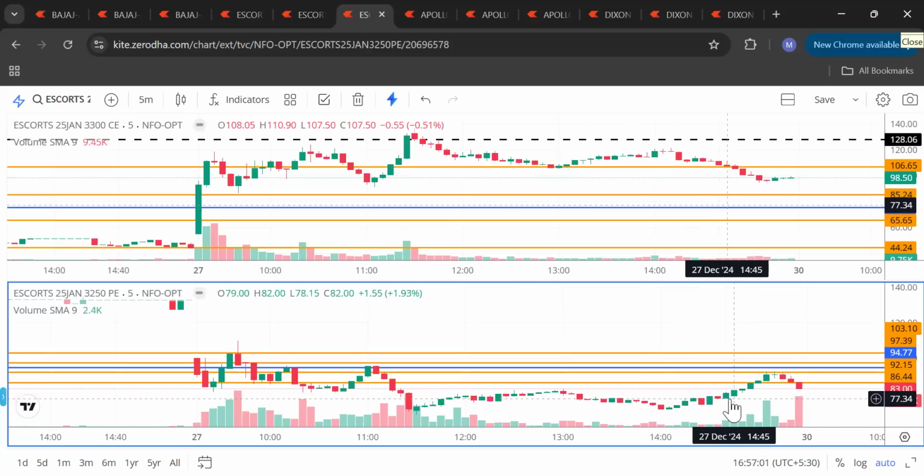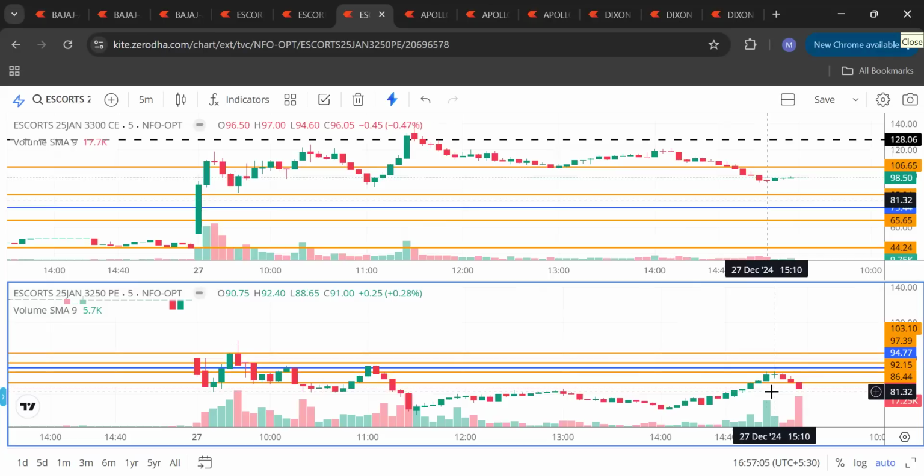You just see, not much, from 82 it went up to 92. But equal and opposite, call and put are equal and opposite. Chalo, let's go to Bajaj.